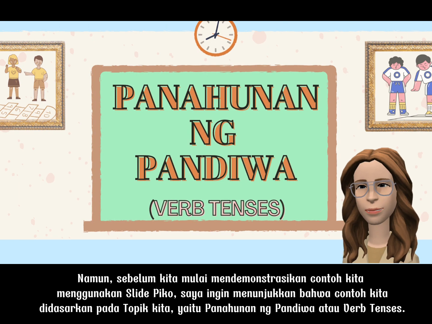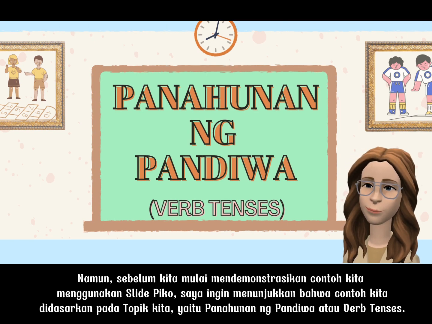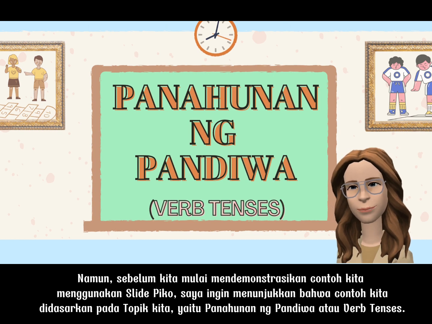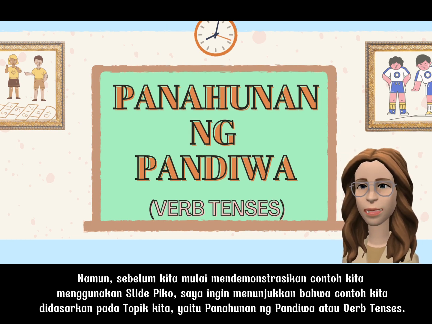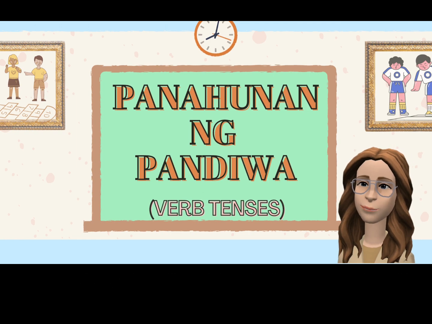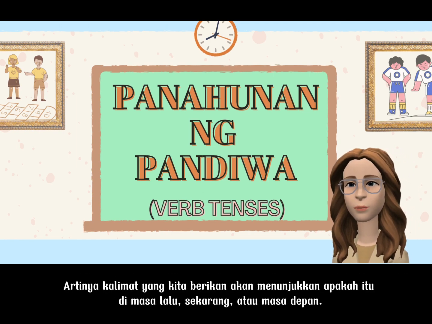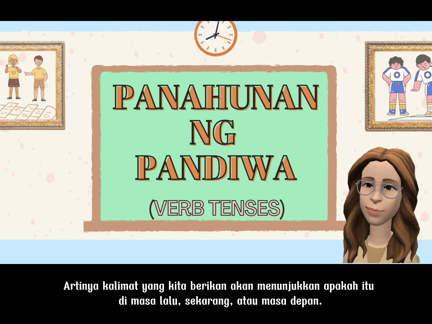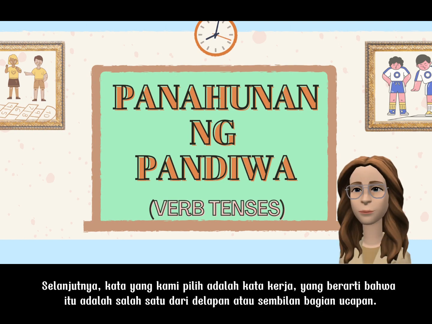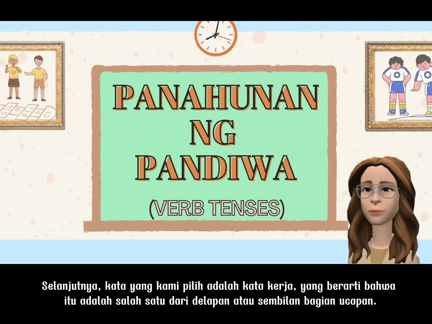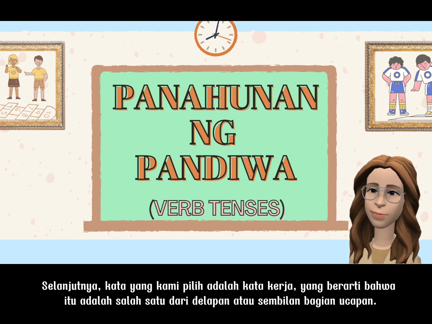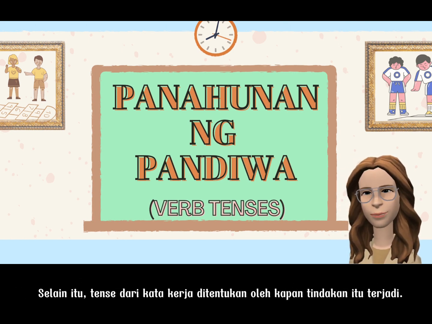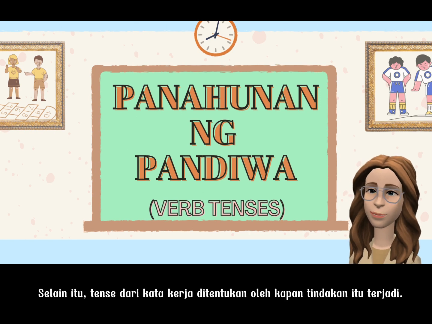But before we begin to demonstrate our example using the PICO slide, I'd like to point out that our example is based on our topic, which is the panahunan ng pandiwa or verb tenses. This means that the sentence we provide will indicate whether it is in the past, present, or future tense. Furthermore, the word we chose is a verb, which means that it is one of the 8 or 9 parts of speech. In addition, the tense of a verb is determined by when the action occurred.